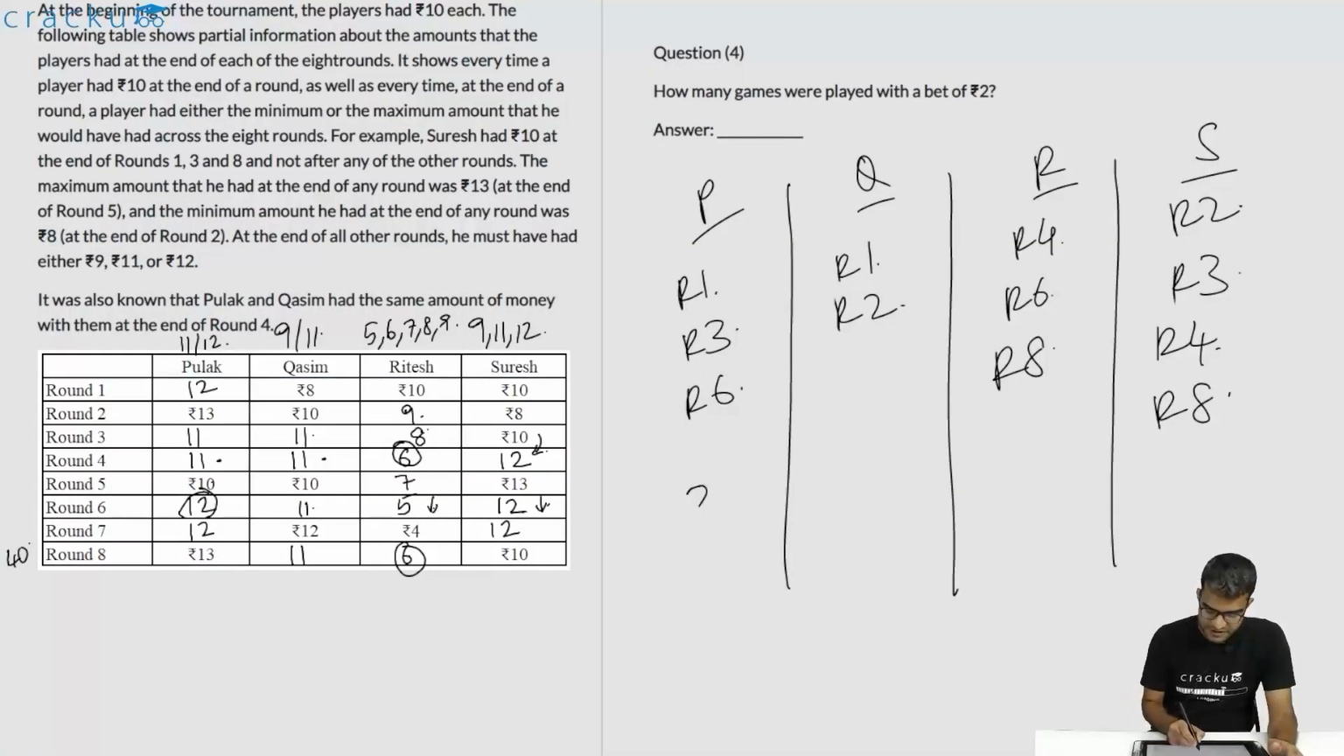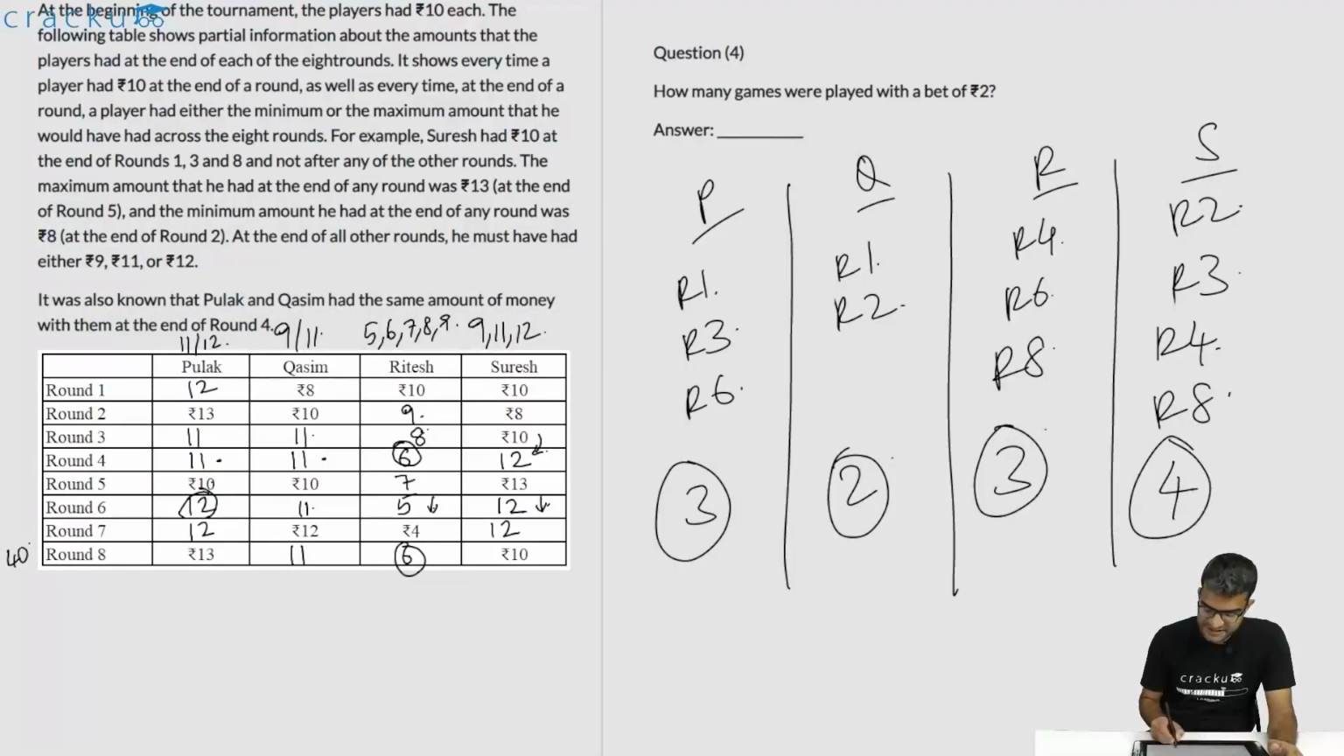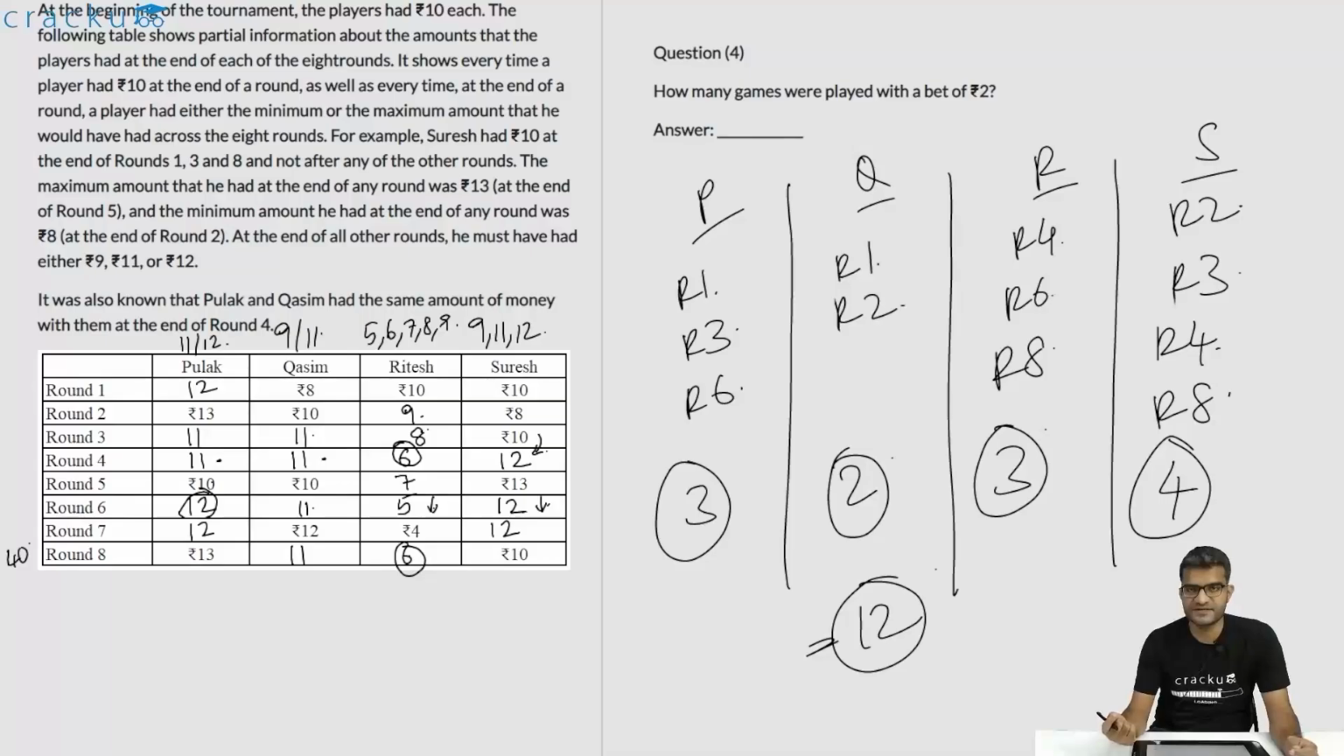So Pulak lost or gained 3 times. Kasim lost or gained 2 times. Ritesh lost or gained 3 times. And Suresh lost or gained 4 times. This is totaling up to 12. But every time this is repeated 2 times. That is, once somebody loses 2 rupees, another person gains 2 rupees, and we have counted both of them separately. This would imply that the number of games which happened with a bet 2 is 12 divided by 2, which is 6.